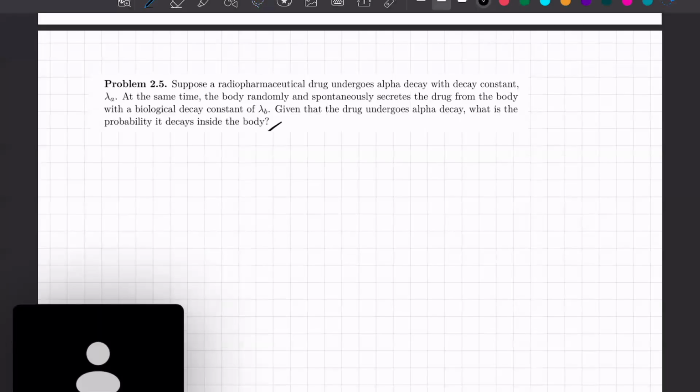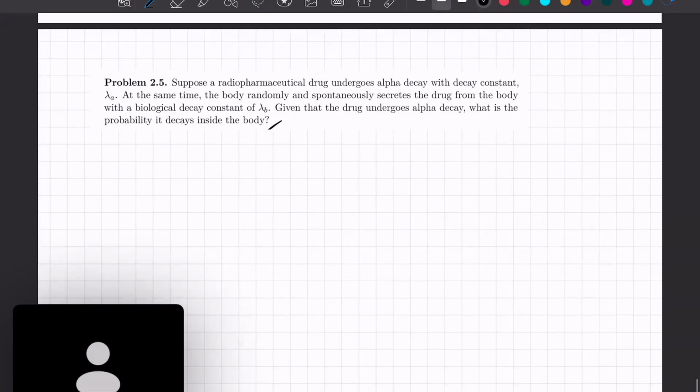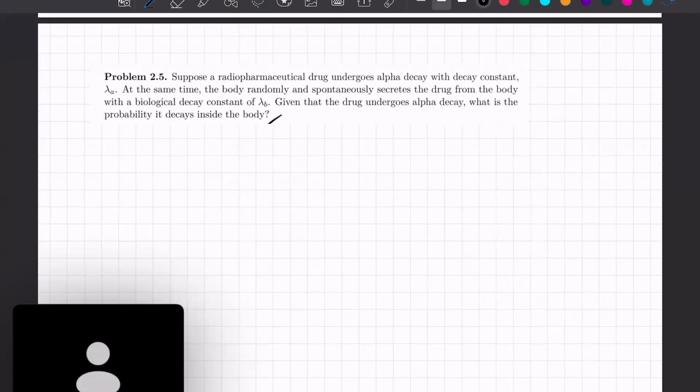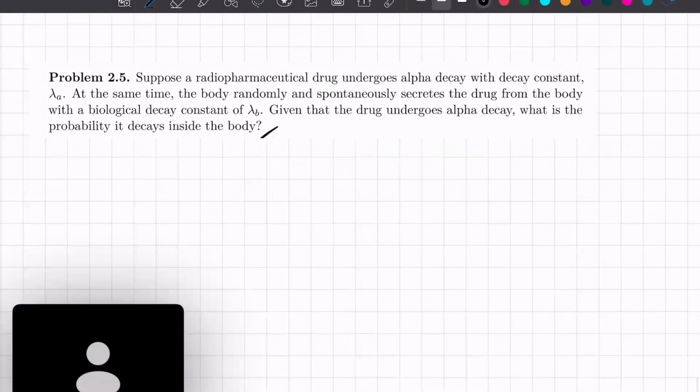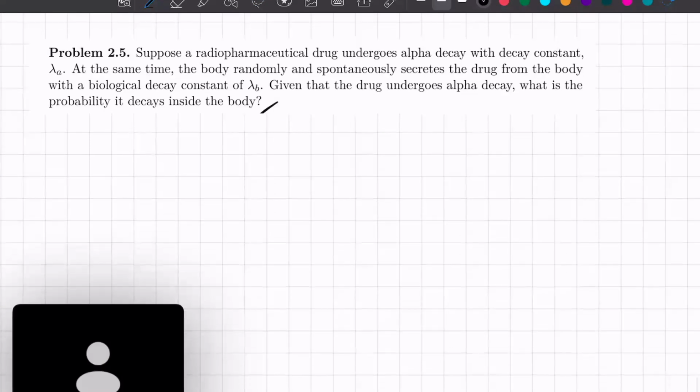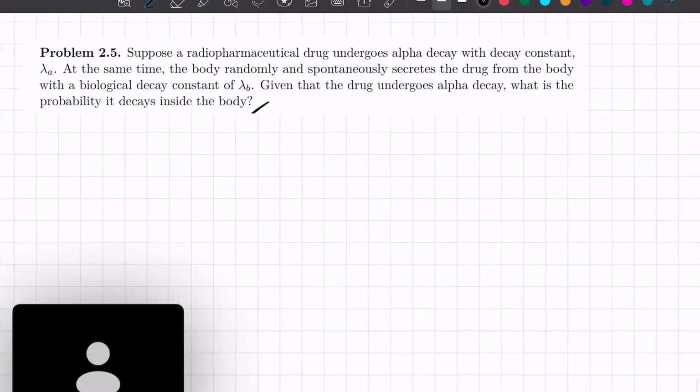So the question is that we have some radionuclide which decays at a rate of lambda A, and it also secretes from the body at a rate of lambda B. What is the probability that it decays inside the body rather than outside the body? Because once it secretes, it leaves the body, and if it decays then, it decays outside the body. So what is the probability that it decays inside the body?